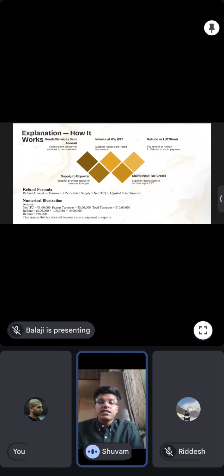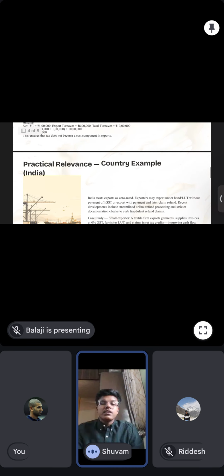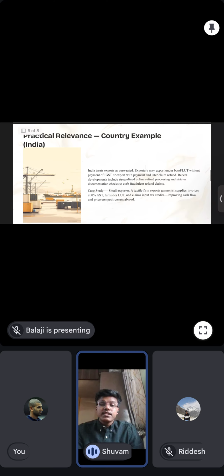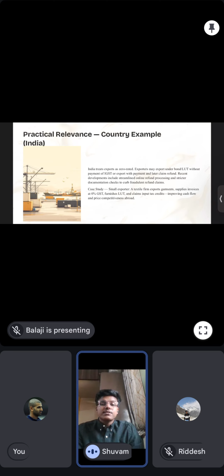Now let us see the practical relevance in India. In India, exports are treated strictly as zero rated supplies. Exporters can export under LUT or bond without payment of IGST or pay IGST and claim refund later. The GST system has introduced online refund processing, which has improved transparency.